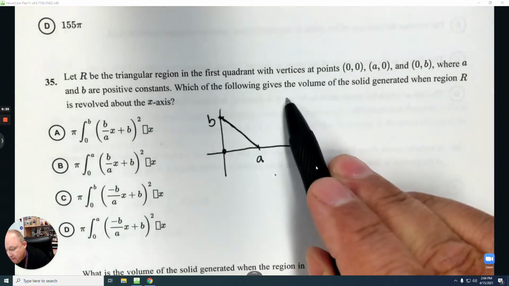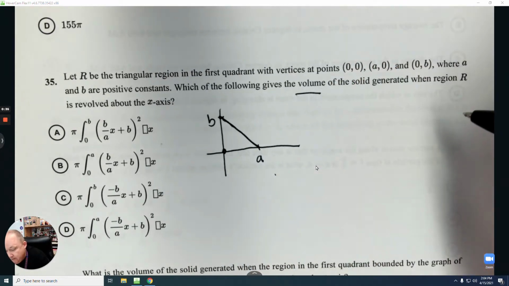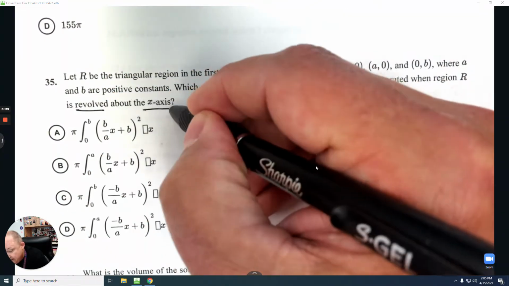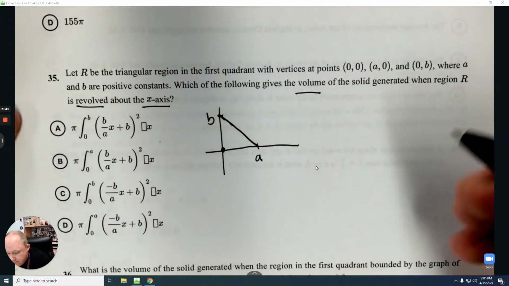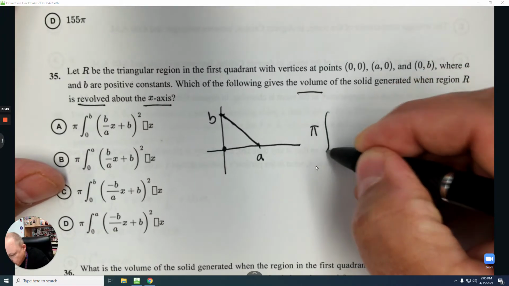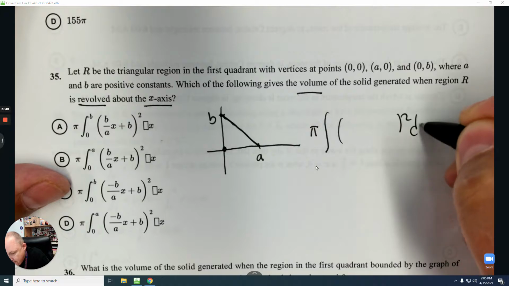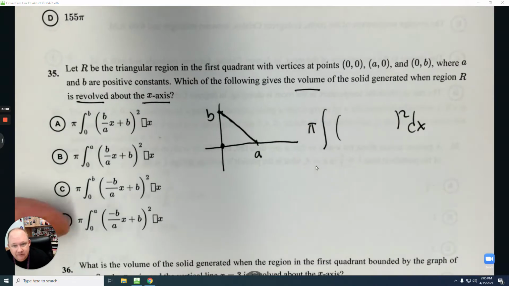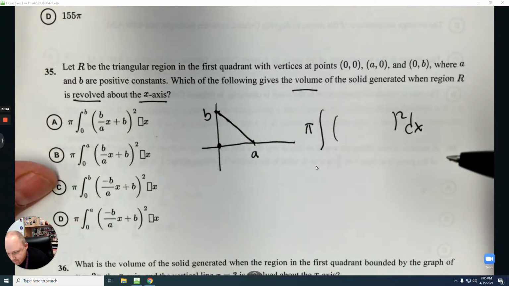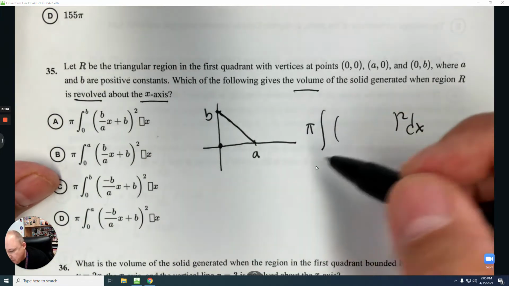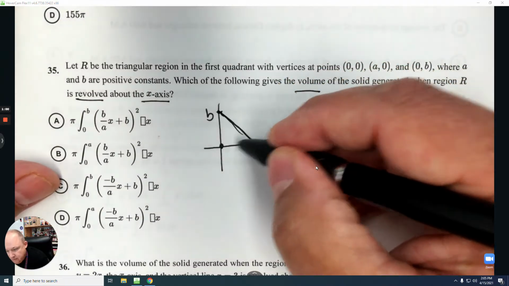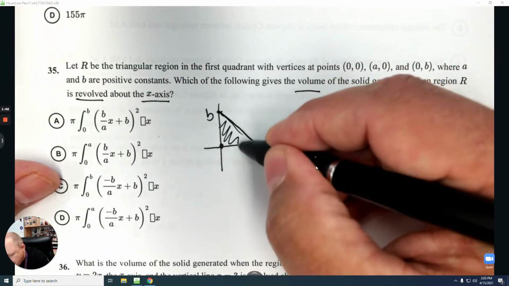Then it says, which of the following gives the volume of the solid generated when the region is revolved about the x-axis? Well, if we revolve about the x-axis, I know the template. It's going to be pi r squared. It's a circle. And when it's revolved around the x-axis, it's dx. And when I look at each one, it has the right template. So then what goes inside here if I'm revolving it around the x-axis? We're going to go top, subtract bottom. So it's this region here.